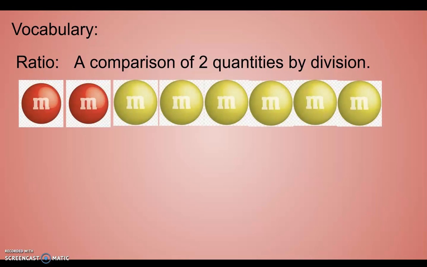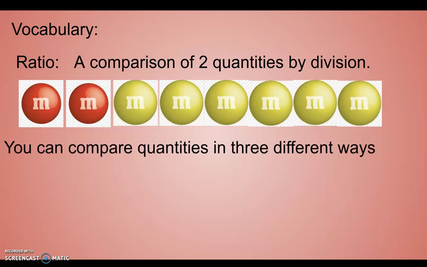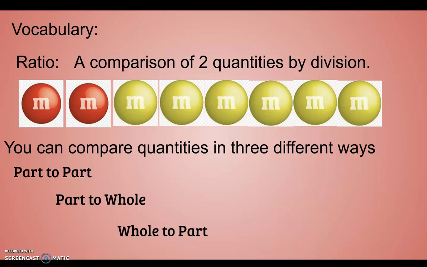Now let's say you have a bag of M&Ms, and you were to separate two colors, and that would be red and yellow. So you could compare quantities of red and yellow in three different ways. You could do this part to part, part to whole, or whole to part. So they might ask you, how many red M&Ms compared to yellow M&Ms? That's part to part. Or they could say how many yellow M&Ms compared to red M&Ms. That's also part to part.